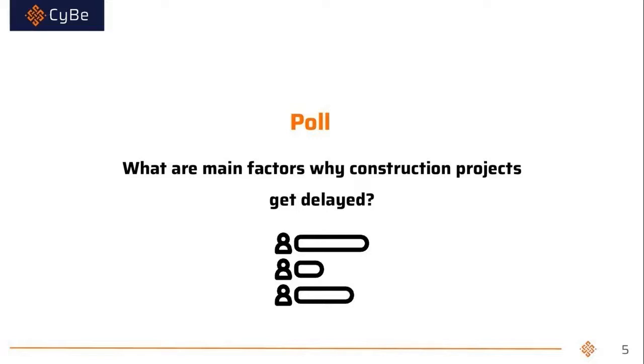So what we are wondering is what for you are the main factors why construction projects get delayed. So please fill in the poll below. This could be problems with the delivery of materials, the underperforming of subcontractors. What we hear very often is the shortage of skilled labor, but also inadequate planning, budget conflicts, or maybe environmental issues, or maybe something else. So you can select others and put it in the chat.